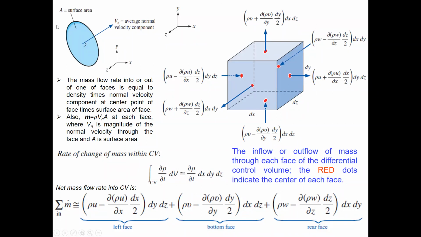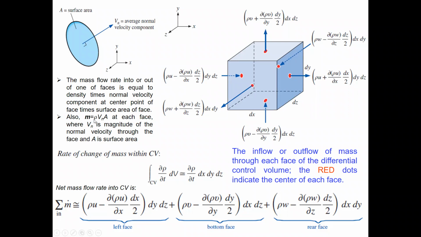Which means, if you take the surface area with n, the vector quantity normal to that surface, the average normal velocity component, what will happen? The mass flow rate into or out of one of the faces is equal to the density times the normal velocity component at the center point.